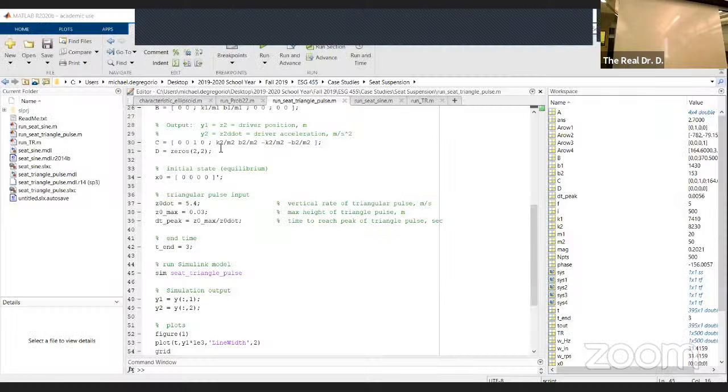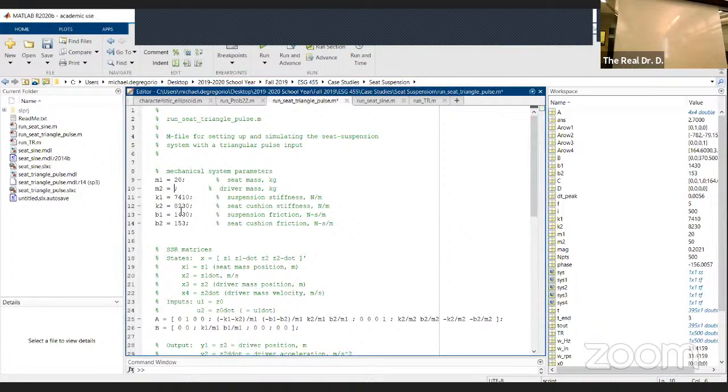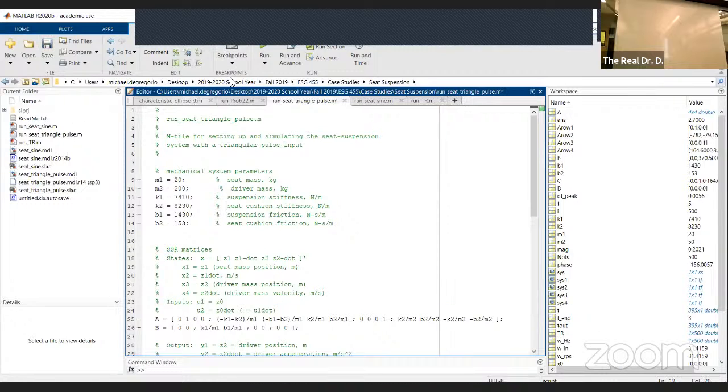So what happens, just for funsies, if we change the driver mass? It's a good weight, probably like 200 kilos, 400-ish pounds. It's a big hefty truck driver. The standard truck driver weight. Okay. So let's run this. What happens?